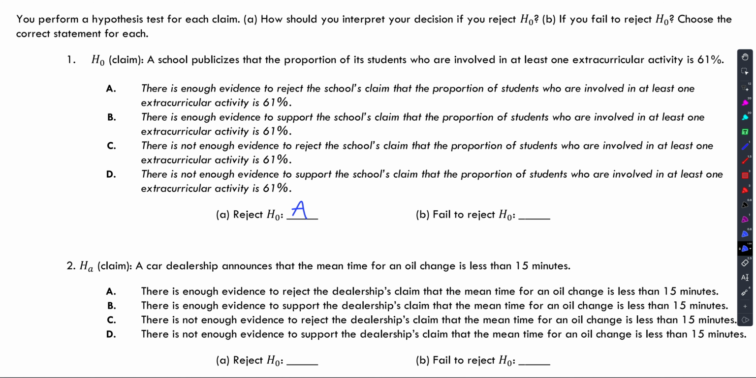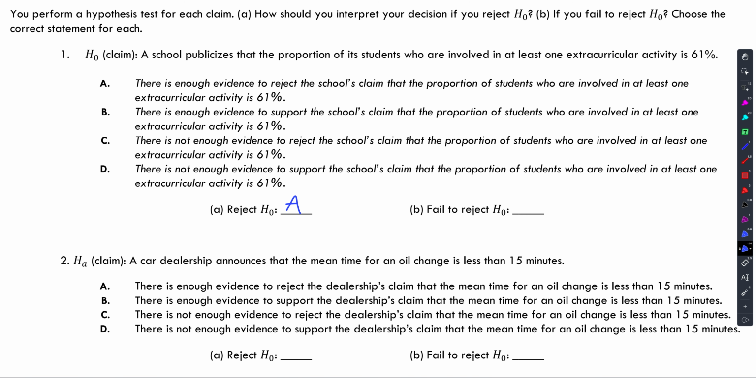And then if we're failing to reject, also another way to approach this with this one, since the claim is H0, any one of these that says support, I can say it's not going to be that for sure, right? So B and D are not going to be any of my answers. So if we're failing to reject, that means we do the is not and then reject. So that's going to be C. So notice that they don't stop right here when they write their sentence either. They say there is not enough evidence to reject the school's claim that the proportion of students who are involved in at least one extracurricular activity is 61%.